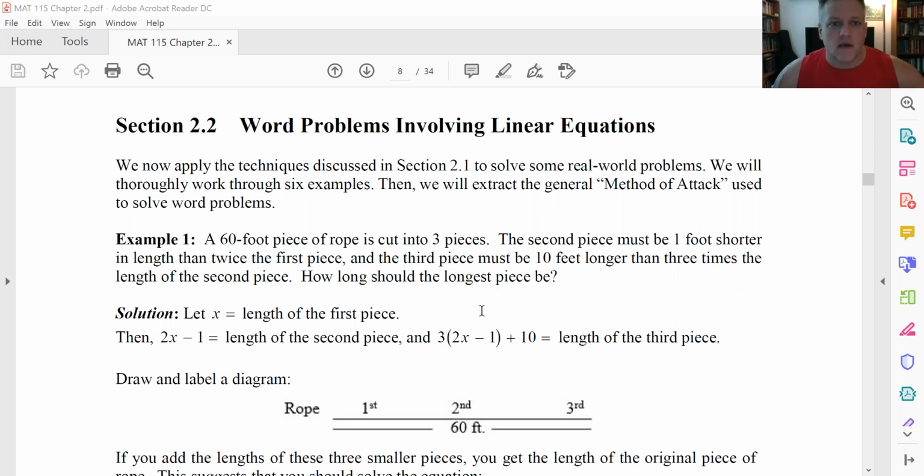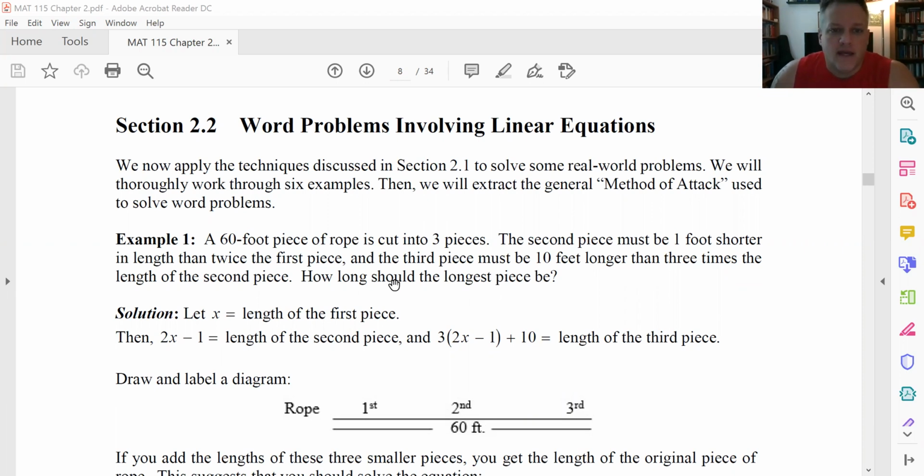We're going to talk about some word problems involving linear equations. So we already know how to solve linear equations from the last section. And so now we'll talk about a few common problems that you would solve that involve those types of equations. All right, so let's first look at the first example.